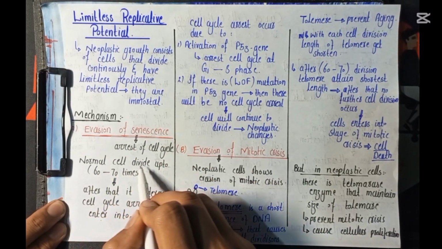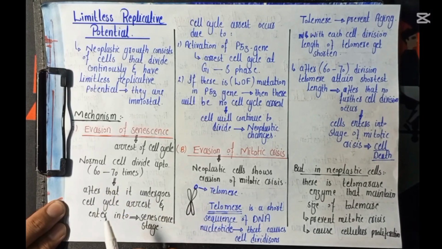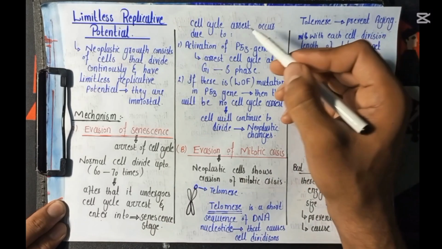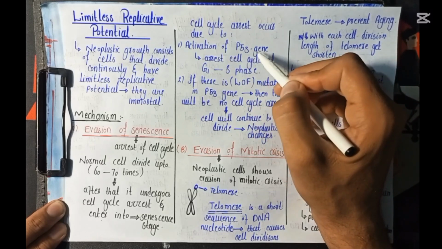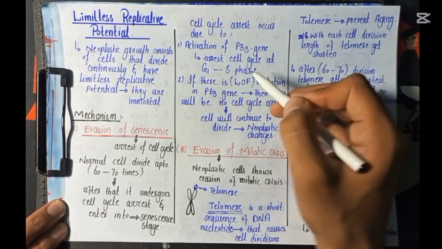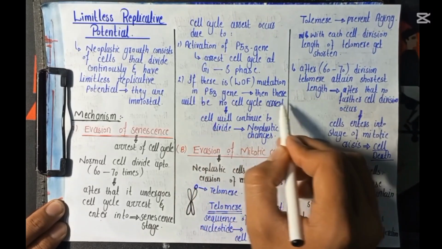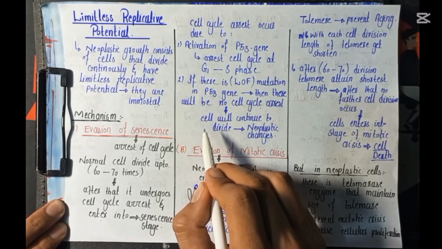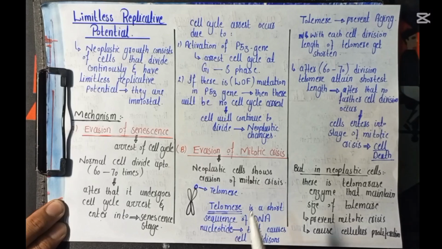A normal cell divides up to 60 to 70 times. After that, shortening of the telomere occurs, and the cell undergoes cell cycle arrest and enters into the senescence stage. The cell cycle arrest depends upon the p53 gene. If there is activation of the p53 gene, it arrests the cell cycle at the G1/S phase, which is the first checkpoint. If there is a loss of function mutation in the p53 gene, then there will be no arrest of the cell cycle, and the cell will continue to divide and lead to the neoplastic changes.